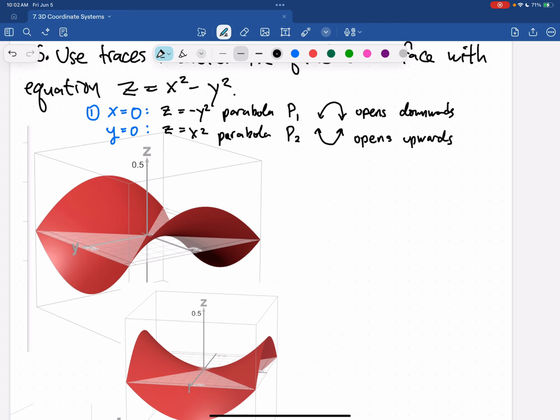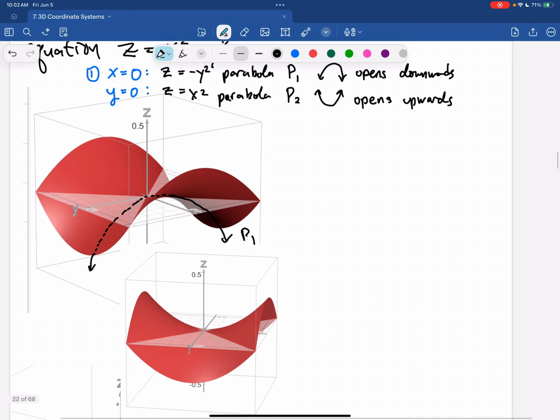So P1, that one is entirely in terms of y, so it lies on the YZ plane. You can think of it as going like this. This would be our P1, pointing downwards, while P2 just rests like this. So that crest of the hill of that saddle point there, that gives us P2. All right, then our second step, we're looking at our intersections with the plane z is equal to k.